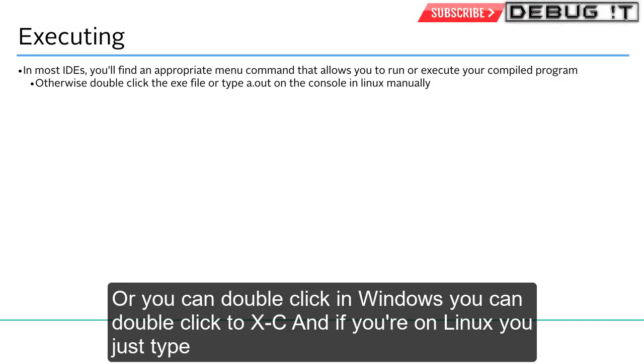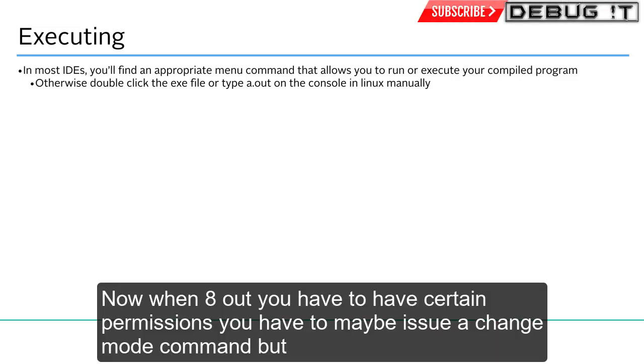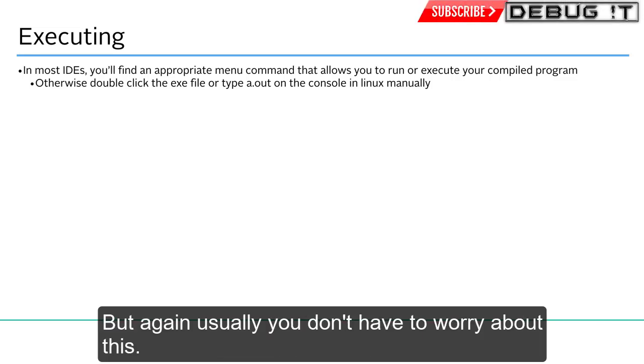In most IDEs, this is just going to be a menu click. Or you can double click the exe in Windows. And if you're on Linux, you just type in a.out. Now, to run a.out, you have to have certain permissions, so you may have to issue a change mode command. But to run it, you can say ./a.out, and that will run the program from the command line in Linux. But again, usually you don't have to worry about this.